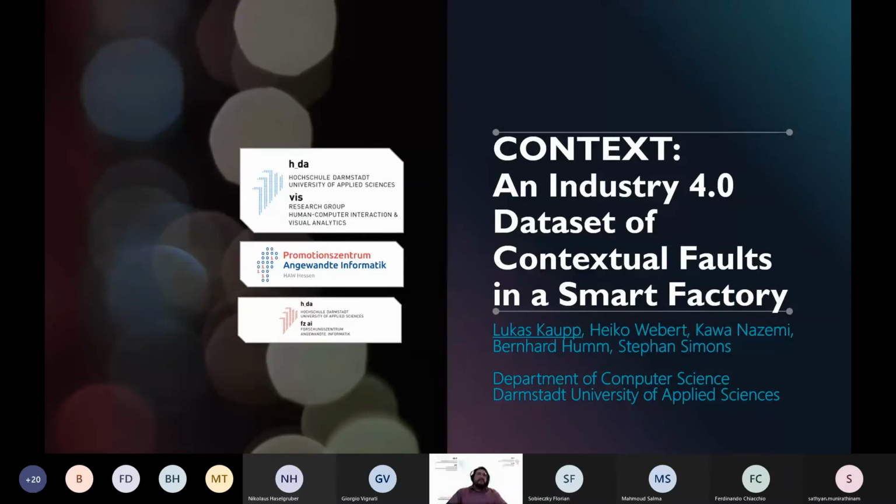Hello together, it's a pleasure to be here. My name is Lukas Kaupp. I'm a research associate from Darmstadt University of Applied Science. And today I will talk about context and Industry 4.0 dataset of contextual faults in a smart factory.